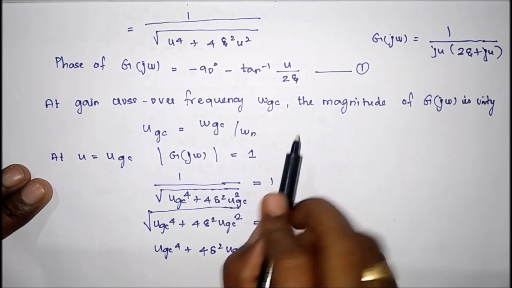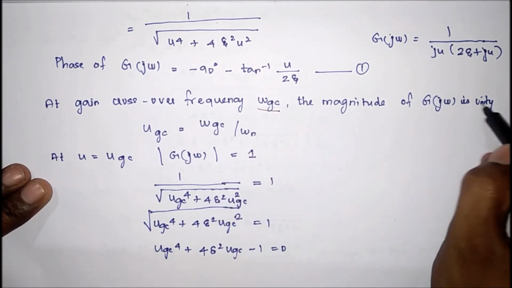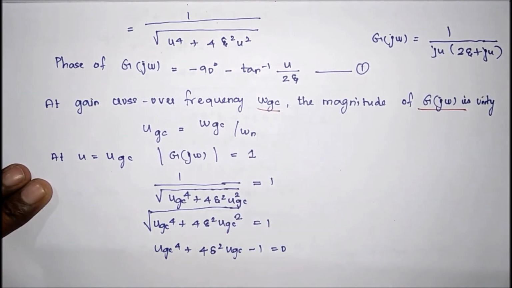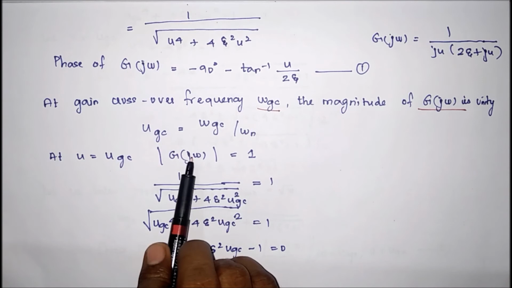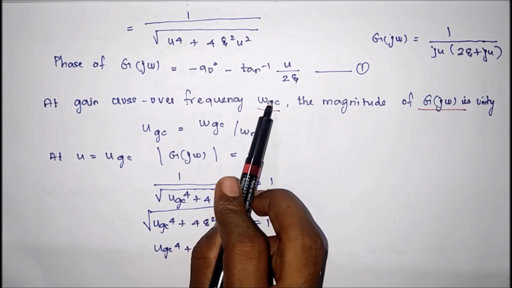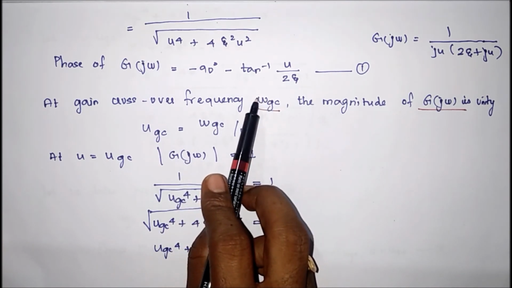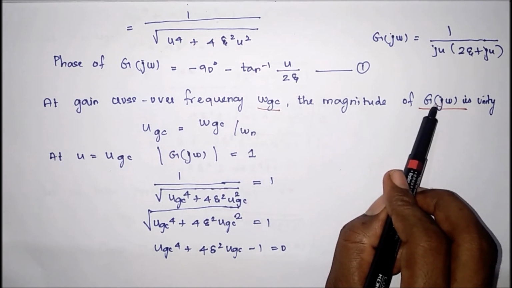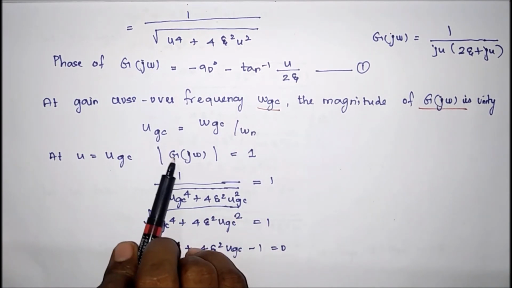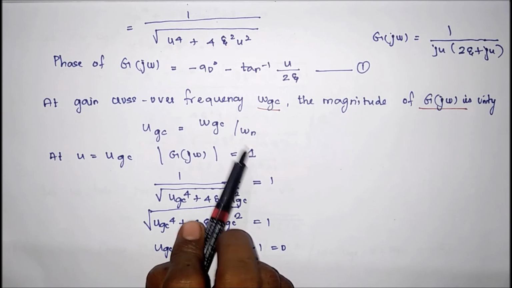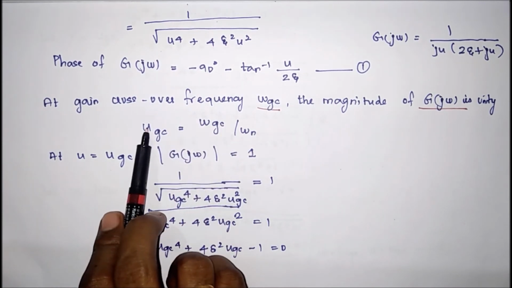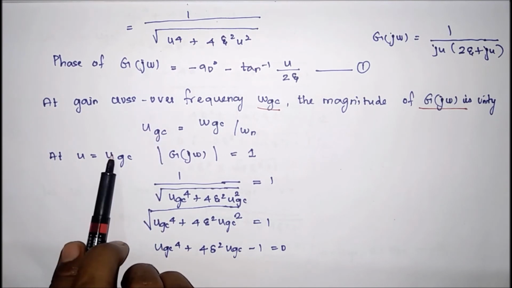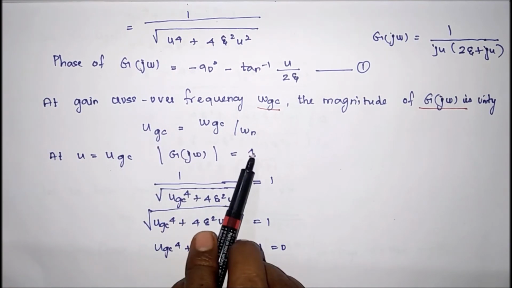So according to the concept, when gain crossover frequency occurs, the magnitude of G(jω) becomes unity. Therefore, we have to find the angle at which gain crossover frequency occurs. But at gain crossover frequency, the magnitude of the system equals unity. So when ω becomes ω_gc, u becomes u_gc. Therefore u equals u_gc, so its magnitude equals 1.